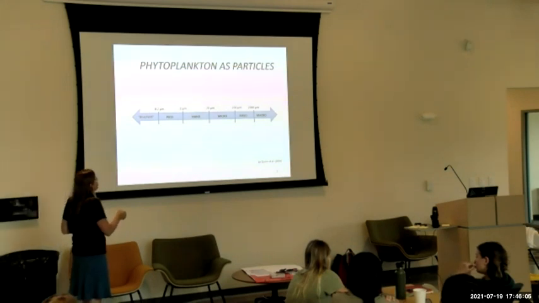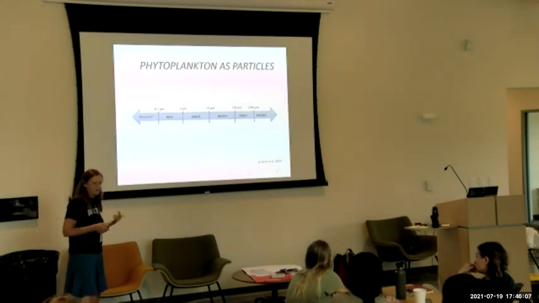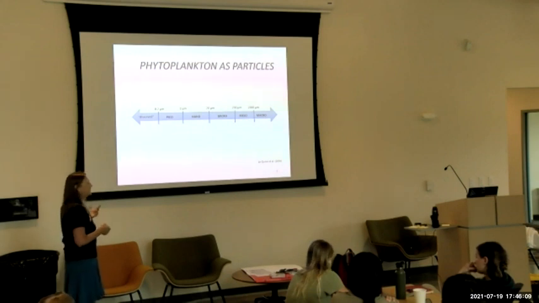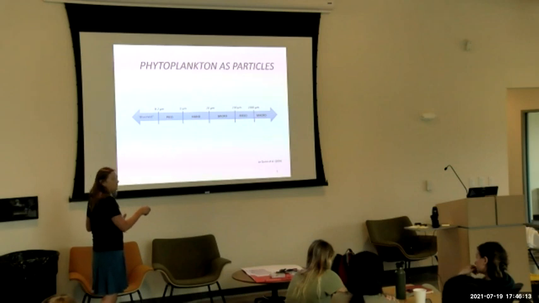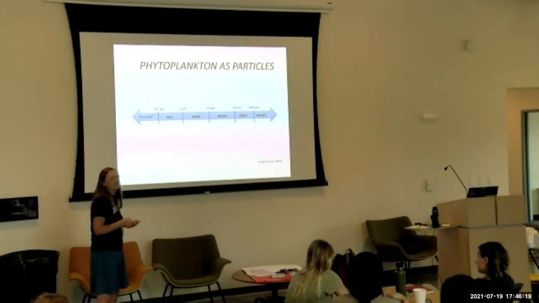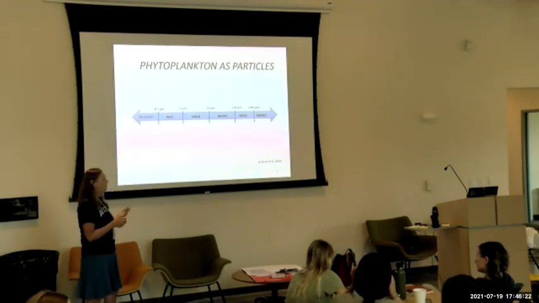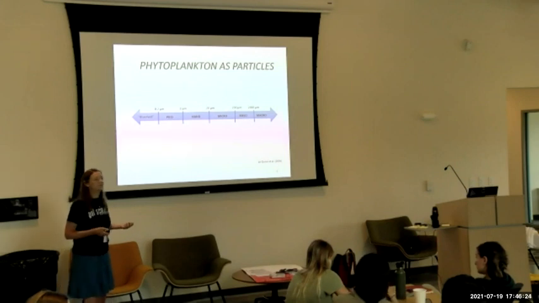The plankton between 0.2 and 2 microns are the picoplankton, 2 to 20 is nanoplankton, 20 to 200 is microplankton, then meso, then macro. So phytoplankton tend to be in the sort of pico to micro size ranges, although you can always find exceptions.